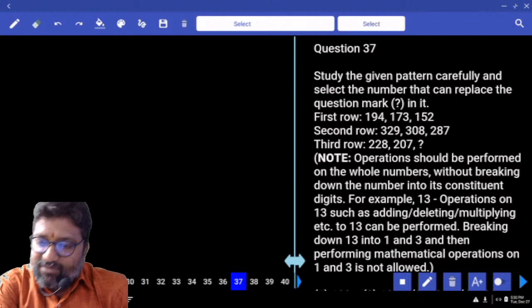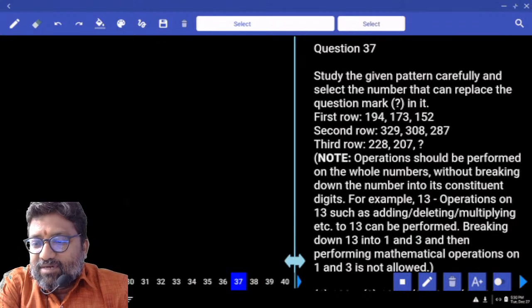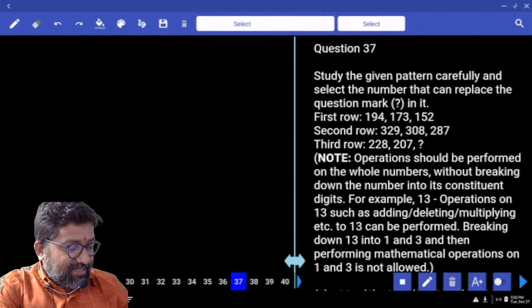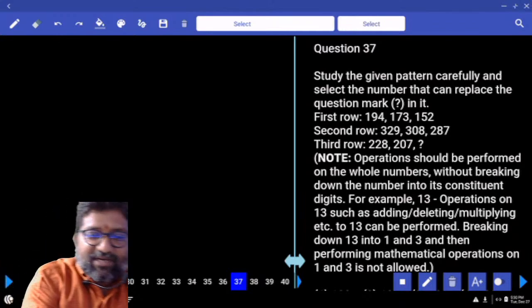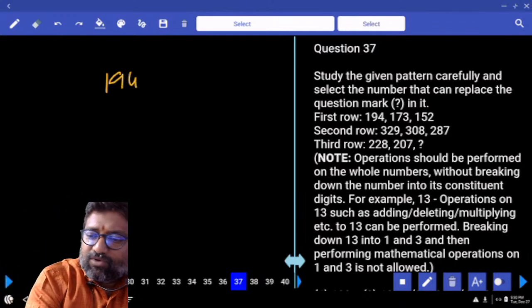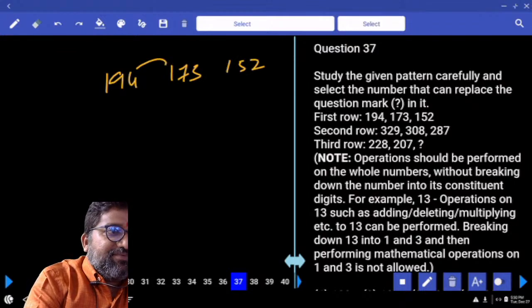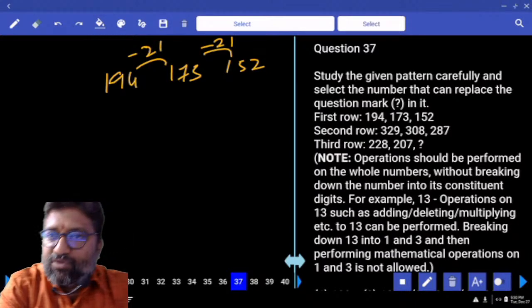First row, second row, third row, you have to follow the same rule. How much is this? 194 and 173. Can I go with the differences here? What's the difference between, see, I'll write out the first row, 194, 173 and 152. What's the difference here? 21 minus 21. Come on, how much is this? Minus 21. రెండు చోట్ల సేమ్ వచ్చింది.